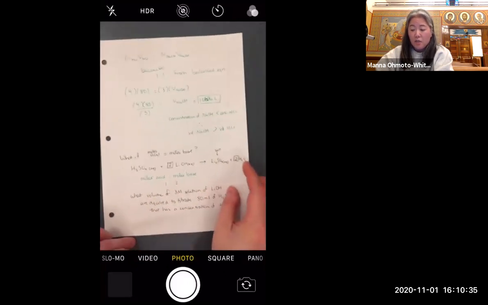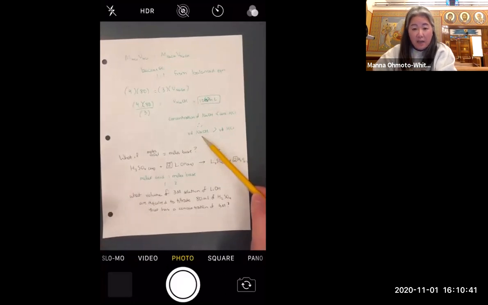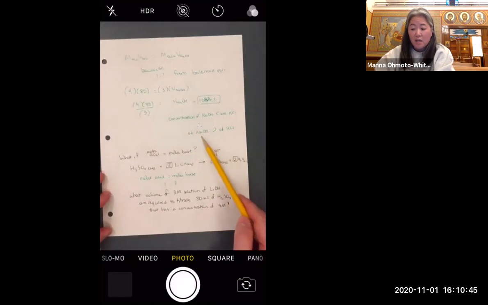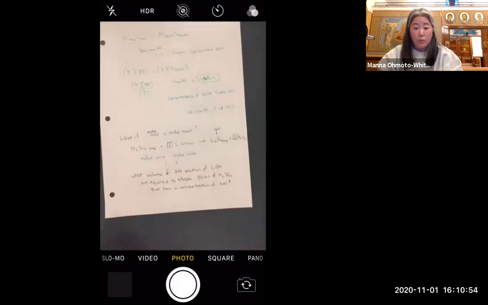So the concentration of sodium hydroxide is less than my concentration of hydrochloric acid. So it makes sense that in order to have the same number of moles of sodium hydroxide as hydrochloric acid, I'm going to require a larger volume of sodium hydroxide than I had of my hydrochloric acid. Now, what if the moles of acid don't equal the moles of base?